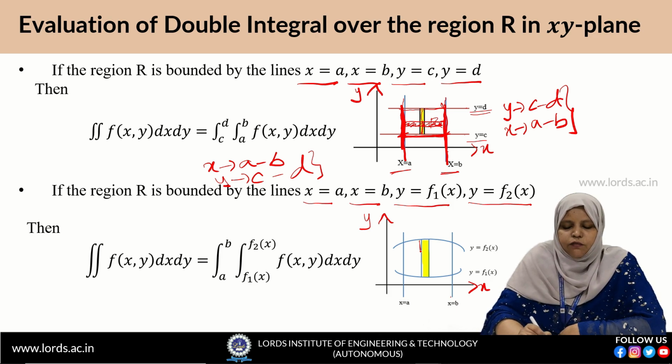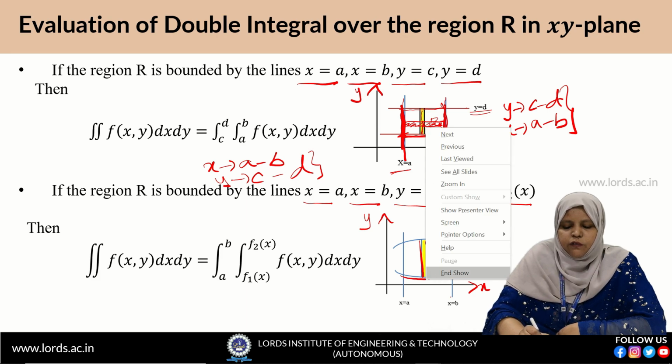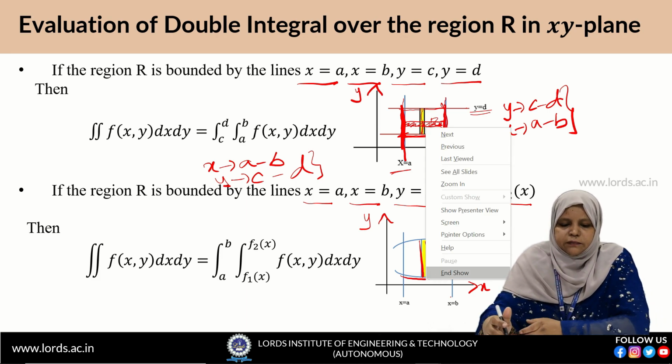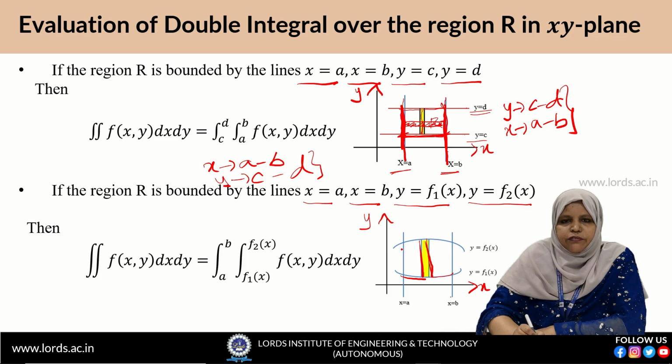Now see here again what I have considered. I have taken a vertical strip. Okay. This vertical strip, where I have fixed it: the lower end I have fixed on the lower curve, that is y is equal to f1 of x, and the upper end of the strip I have fixed on the curve y is equal to f2 of x.